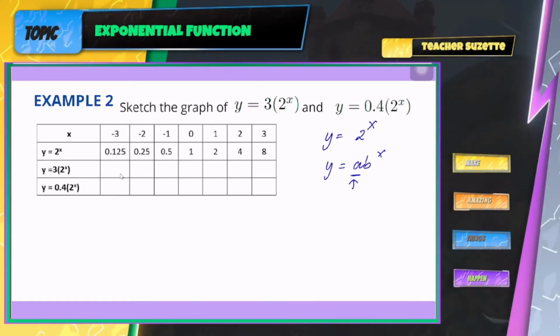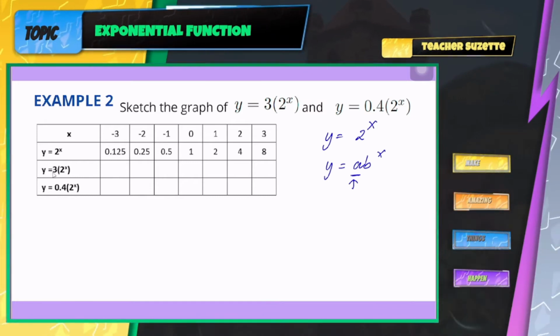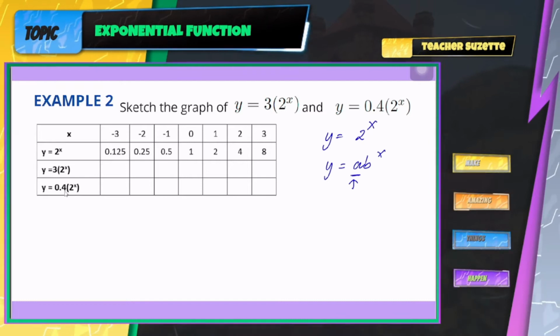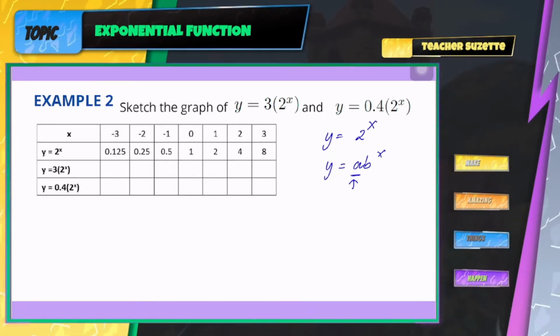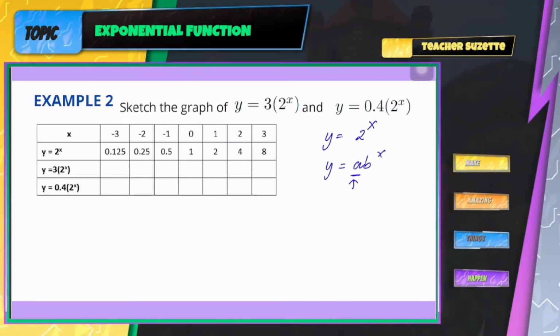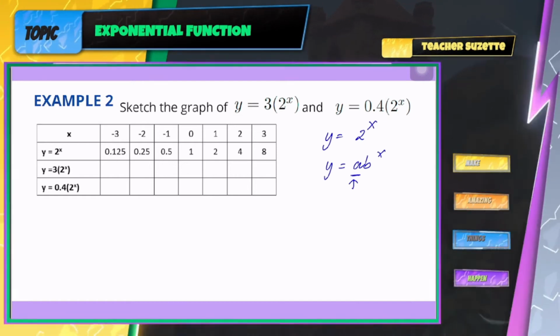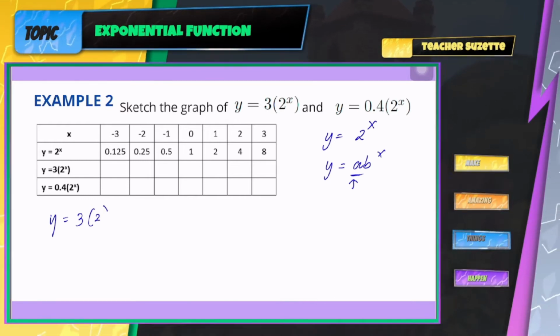Let's fill out, or let's find, the y coordinates for the function y equals 3 times 2 raised to x and y equals 0.4 times 2 raised to x. For this case, madali nating masosolve yung values ng ating y coordinates for y equals 3 times 2 raised to x, kasi provided na yung value ng ating 2 raised to x. So, let's start with 3 times 2 raised to x.